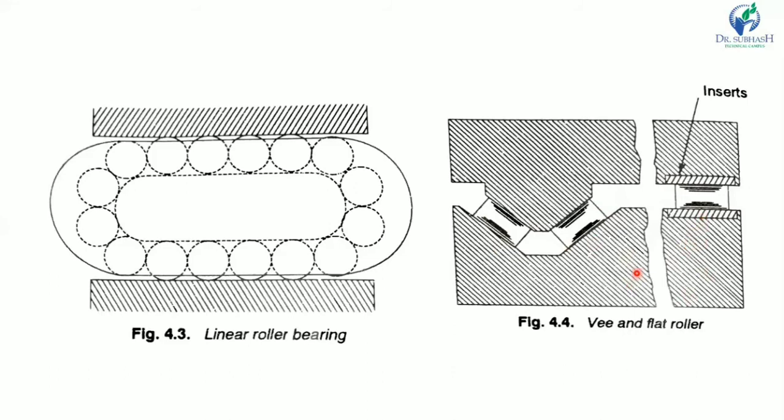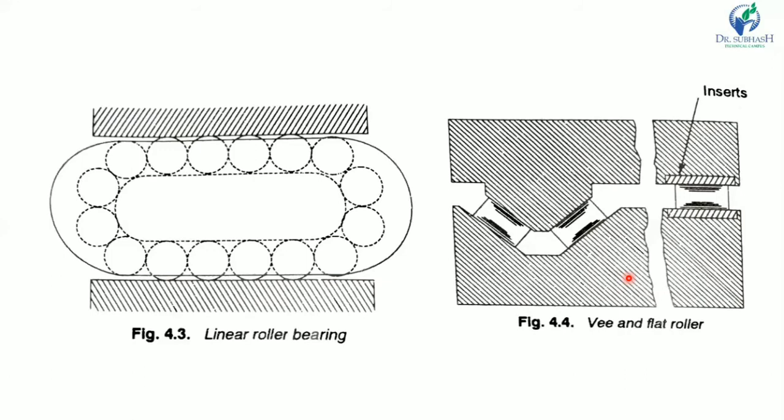Then surface coating. The guiding surfaces of the machines are sometimes coated with low friction material such as polytetrafluoroethylene, known as PTFE, or replaceable strips of low friction materials are used. When the strips wear to such an extent that the alignment is in error, they can be replaced.